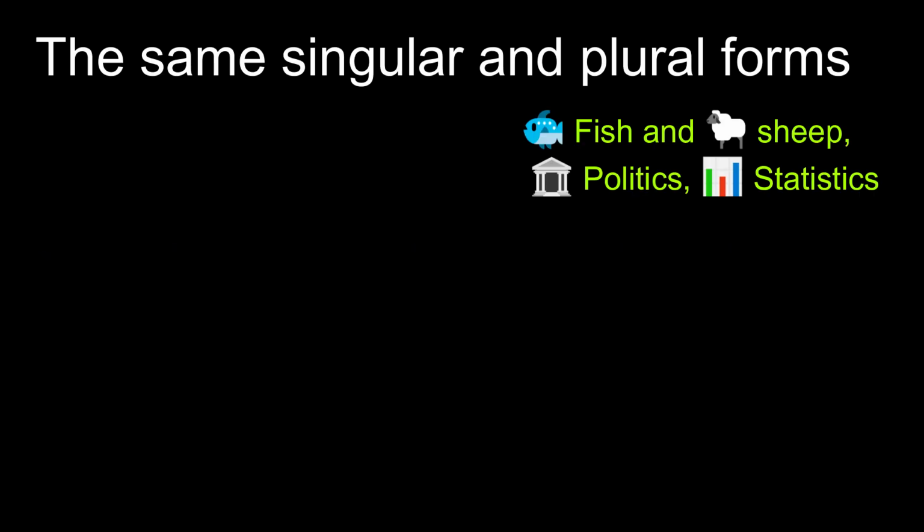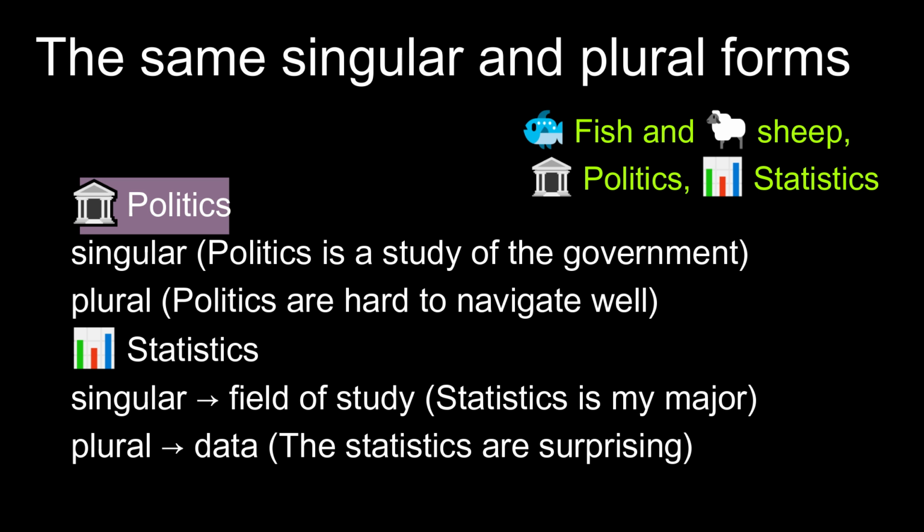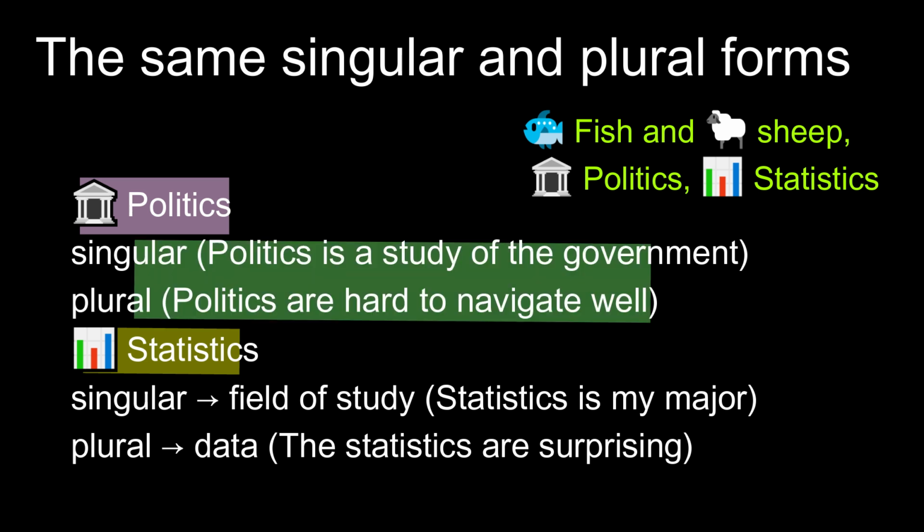Both singular and plural. Some words like fish, sheep, politics, and statistics can be both singular and plural, depending on how many they refer to or depending on the meaning. For example, if politics or statistics means what one majors in college, it is singular. But if it means political affairs or opinions, politics is viewed as plural. If it means data, it takes a plural verb. Politics is a study of the government. Politics are the harder part to navigate well.